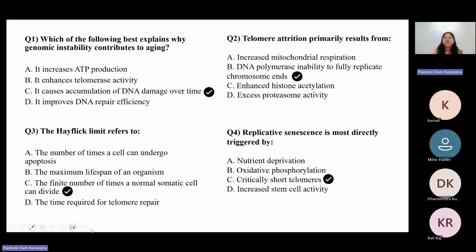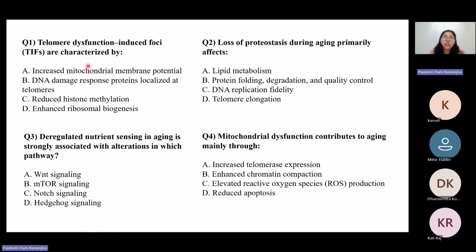Right. Next set. So telomere dysfunction induced foci. Okay. What are these referring to? Loss of proteostasis, which is again a hallmark of aging, primarily affects what? Deregulated nutrient sensing in aging is strongly associated with alteration in which pathway, which I mentioned briefly while passing, and mitochondrial dysfunction contributes. Basically, all these questions I have put here, collecting over the past assignments and new questions and exam questions, are for you to understand cell aging and the hallmarks of cell aging better. So we don't just name the hallmarks, we also understand why they are actually called a hallmark.